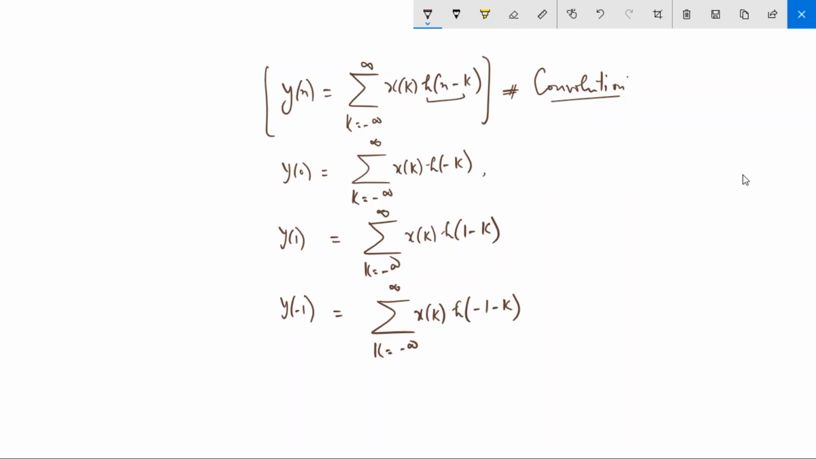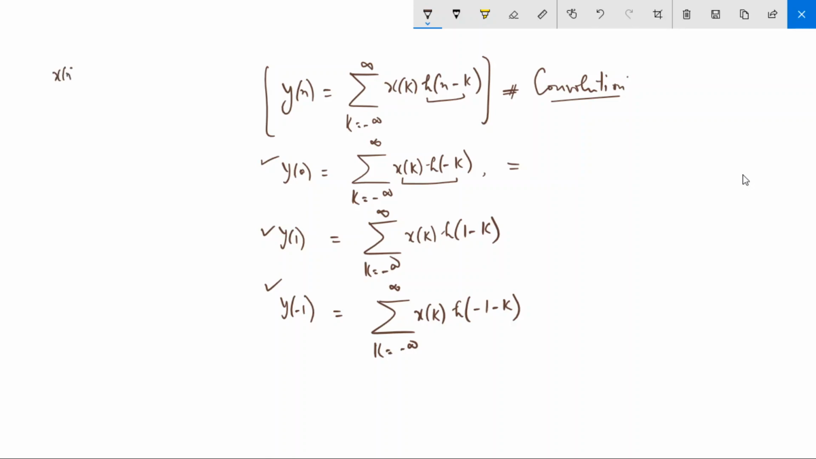Now if you interpret these three equations, what is this? You are multiplying x of k with h of minus k, and then you are adding all the samples together, and h of minus k is nothing but the folding of h of k. It means in order to find y0, you have to take x of n as it is, but you have to represent it in terms of k.